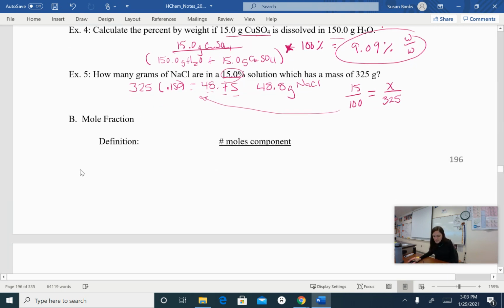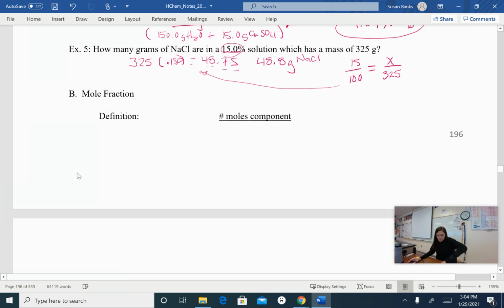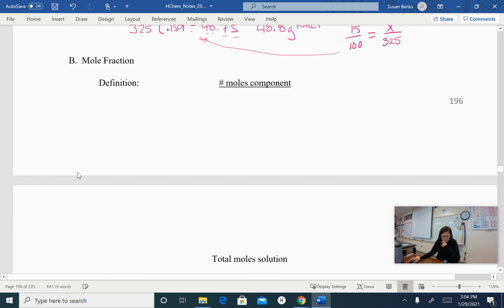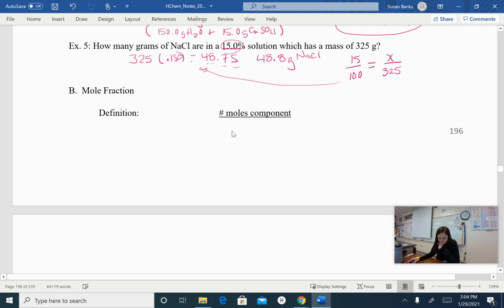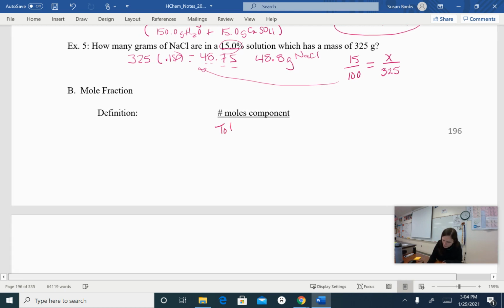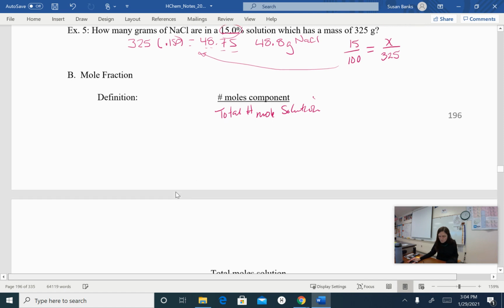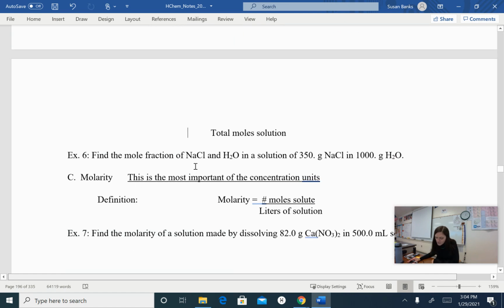Okay, mole fraction. The definition of mole fraction is the number of moles of a component over the total number of moles in the solution. So you have to do a lot of mole work. Let's find the mole fraction of sodium chloride and water if I have 350 grams of sodium chloride in 1,000 grams of water. The first thing I have to do is figure out moles of each.